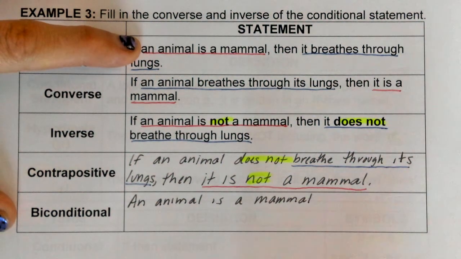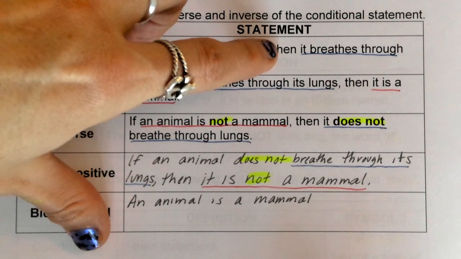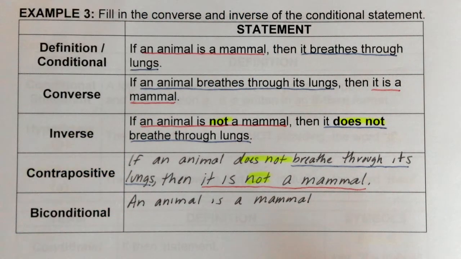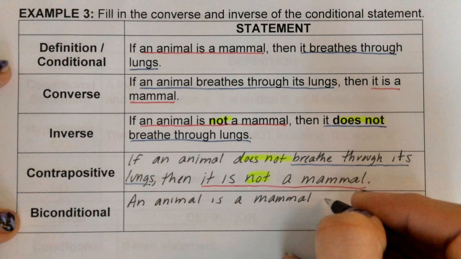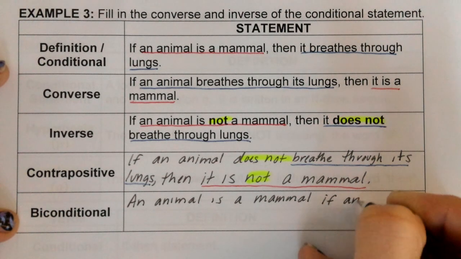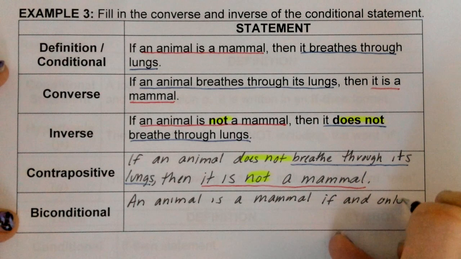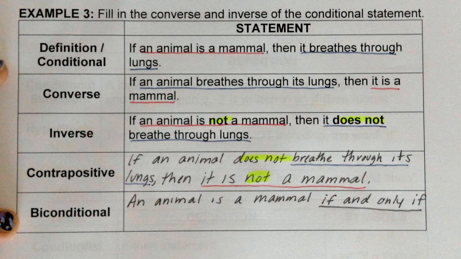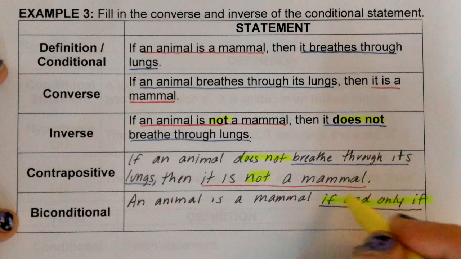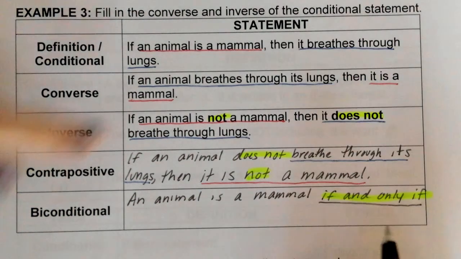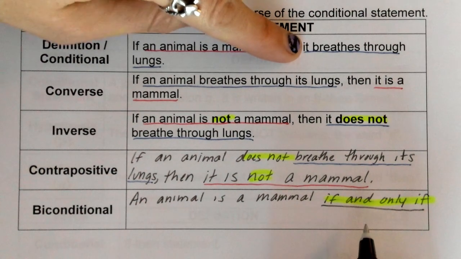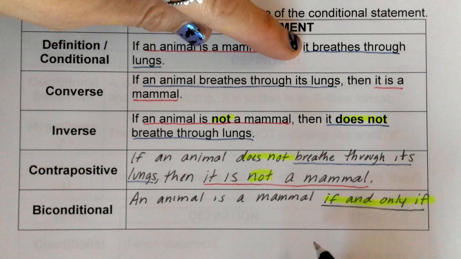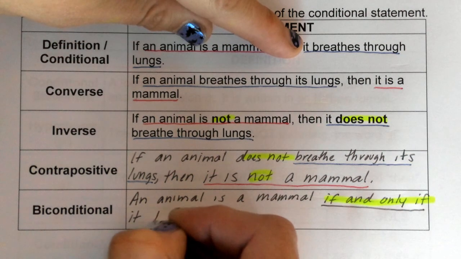No comma. We're going to drop off the comma and the then, and we're going to insert those infamous biconditional words, if and only if. Right there. I'll go ahead and highlight that now. That's an important part. And then we go ahead and fill in the conclusion part. It breathes through lungs.